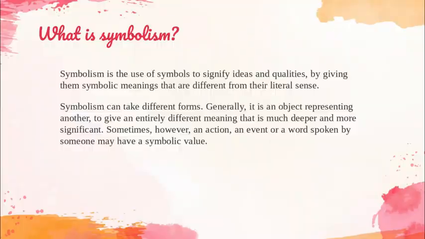So today we're going to review what is symbolism. Symbolism is the use of symbols to signify ideas and qualities by giving them symbolic meanings that are different from their literal sense. Symbolism can take different forms. Generally, it is an object representing another to give an entirely different meaning that is much deeper and more significant. Sometimes, however, an action, an event, or a word spoken by someone may have a symbolic value.